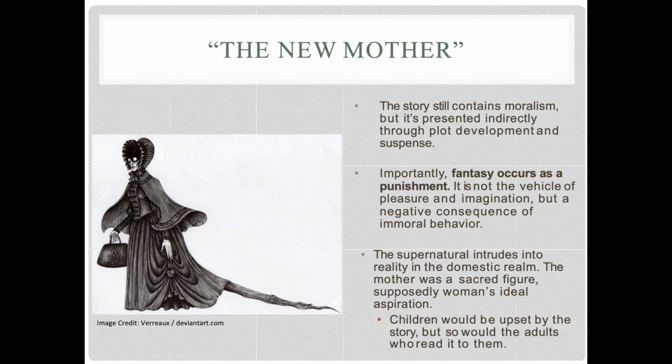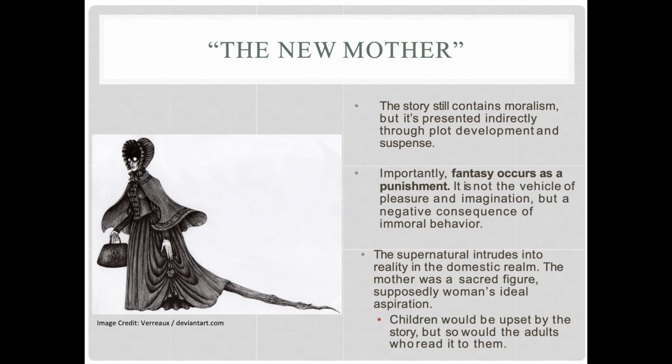Importantly, fantasy itself is occurring as a type of punishment here. It is not a vehicle for pleasure or imagination, but instead it's a negative consequence for immoral behavior. So what happens within the story is that the supernatural is intruding into the reality of the domestic realm. The mother, during the Victorian era in particular, was a very sacred figure. Supposedly, a woman's ideal aspiration would be to become a mother.